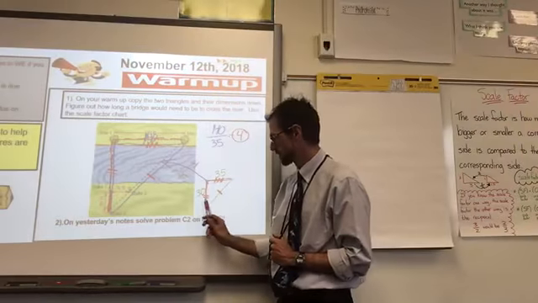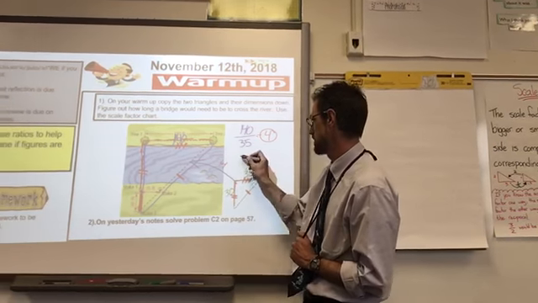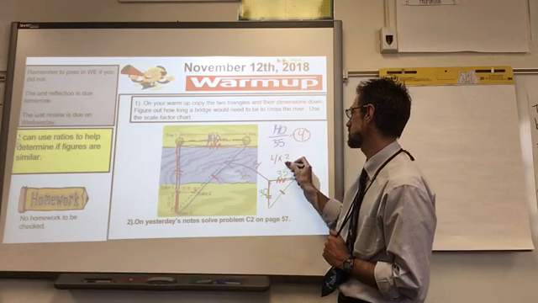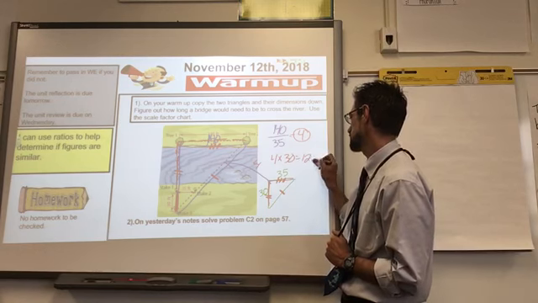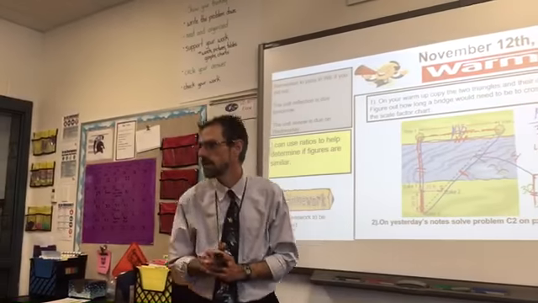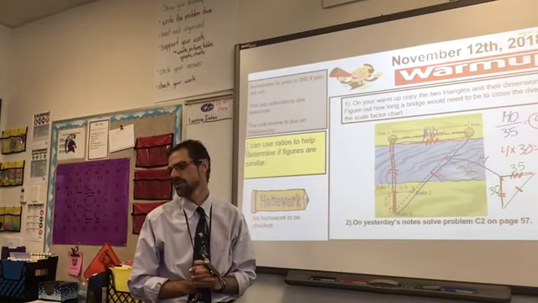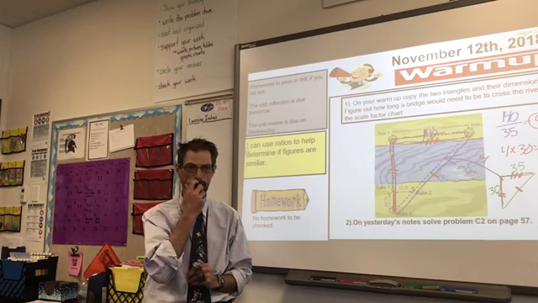So here, my corresponding side is this side, the unknown side. So if I go 4 times 30, I'm going to get 120. Is that how long my bridge should be, Orlando? Why not? Because it's covering some land. Yeah, I don't want to waste money building a bridge over land.